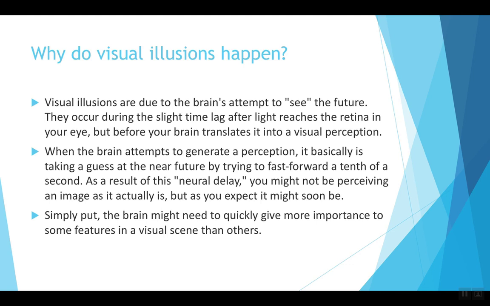illusions in a minute. Now what's happening is basically you are trying to see what you think is going to happen. Your brain is basically trying to fill in some gaps. So it's trying to generate a perception. It's trying to figure out what's going to happen next.